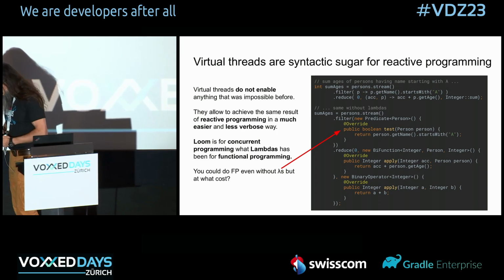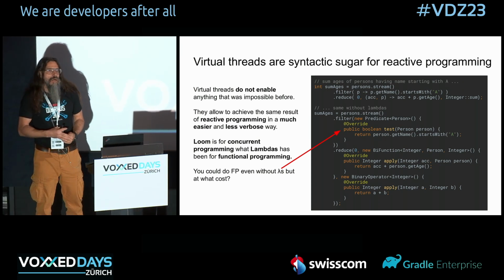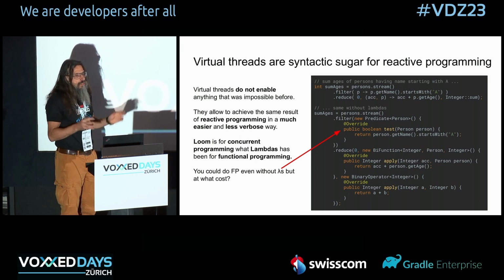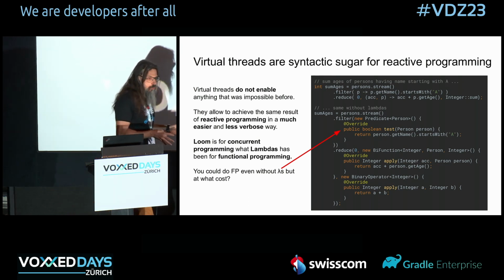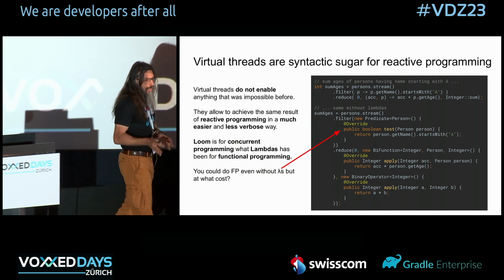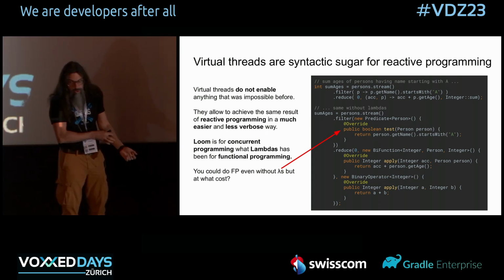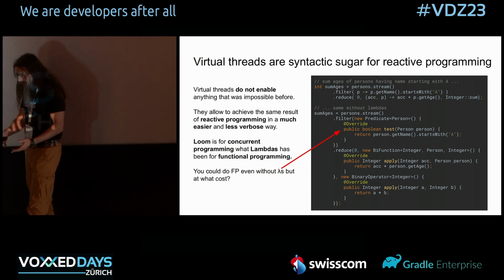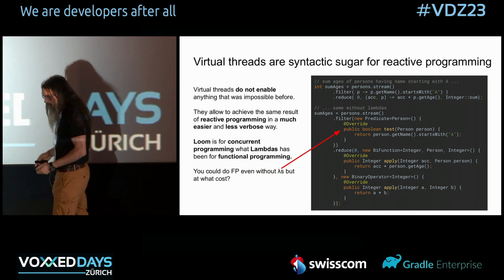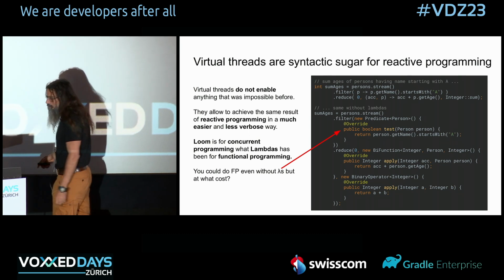So my idea was, okay, let's say that Loom, that virtual threads, are syntactic sugar for asynchronous programming, in the same way that lambda expressions are syntactic sugar, in this case for anonymous inner classes, making functional programming in Java nicer to read and write.